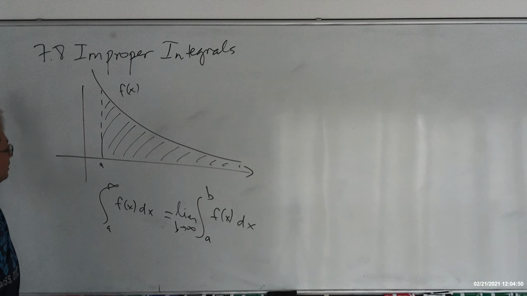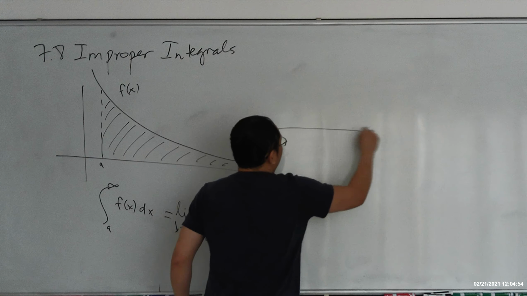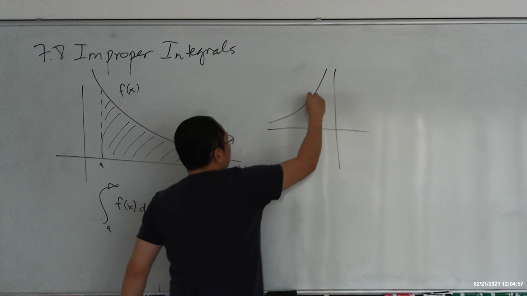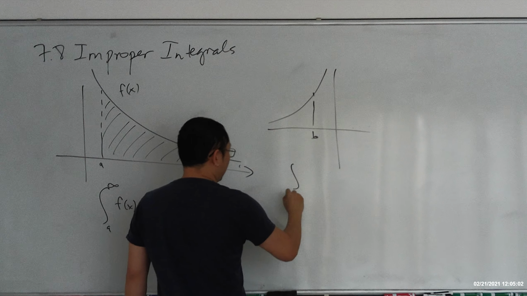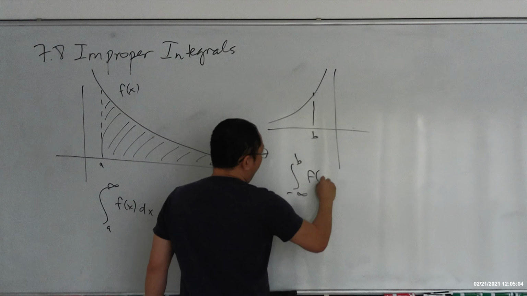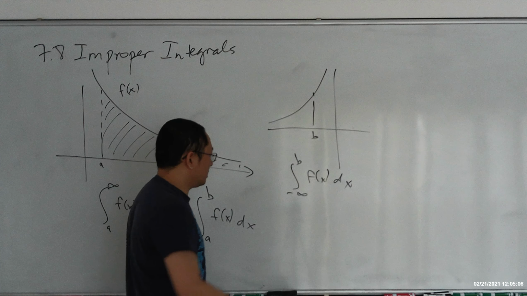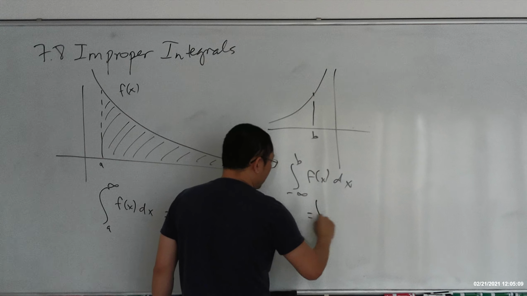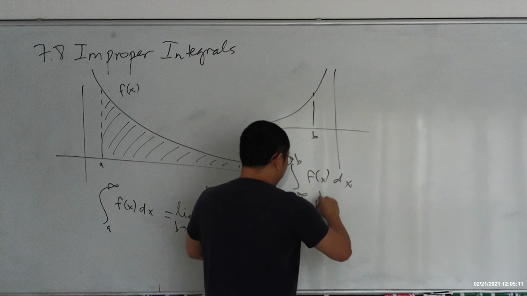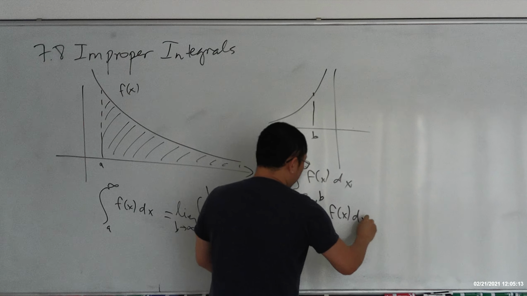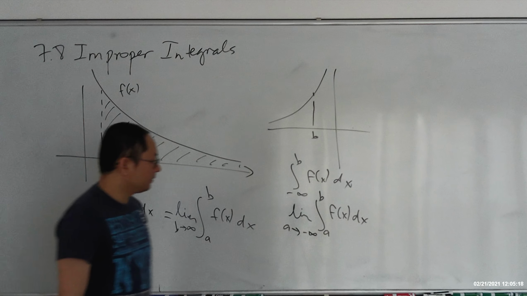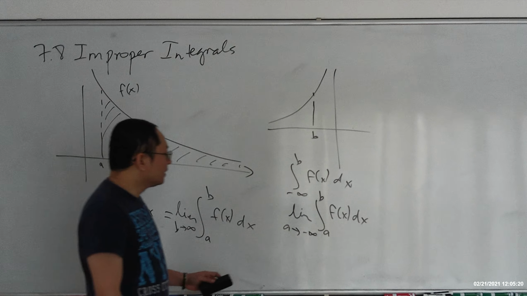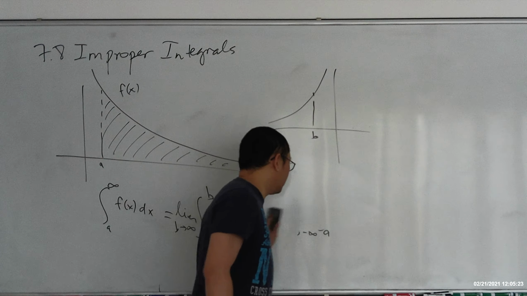And of course, same idea for the other way around. We learn by similarity, right? Say you have a graph like this, with b right here, and the integral from negative infinity to b of f of x. You know what to do with this. This is the integral from a to b of f of x dx, but this time we take the limit as a goes to negative infinity. Same idea. We learn one, we know two. Okay, so this is the first type.